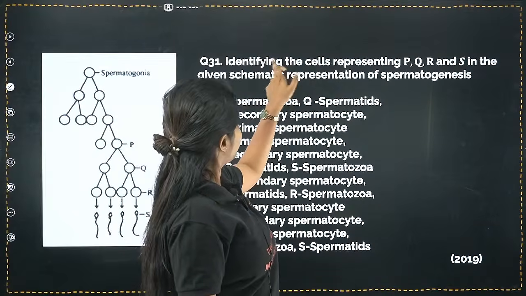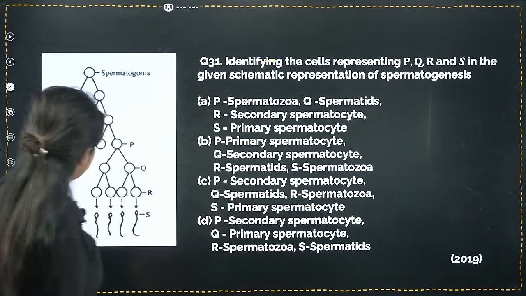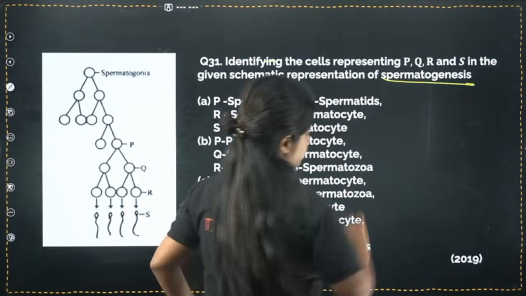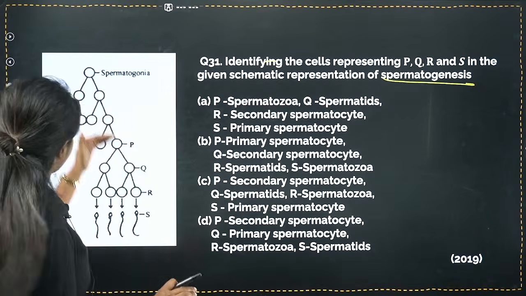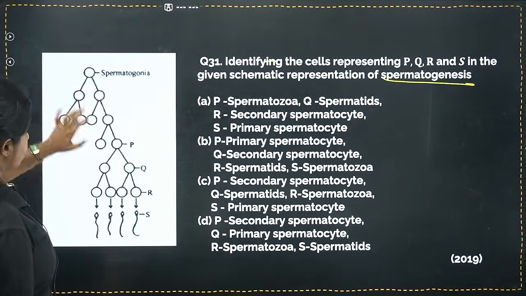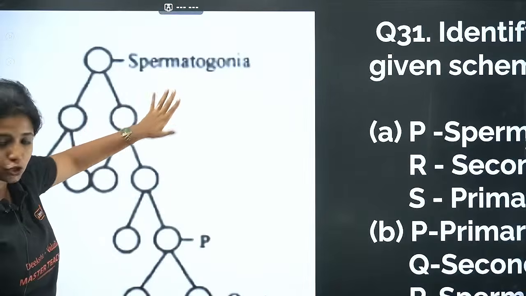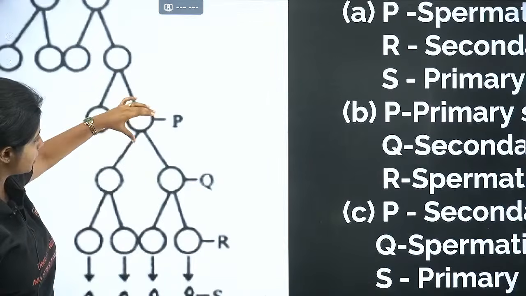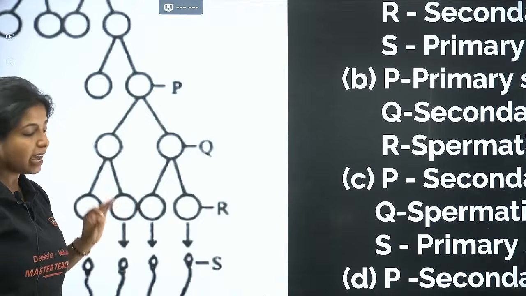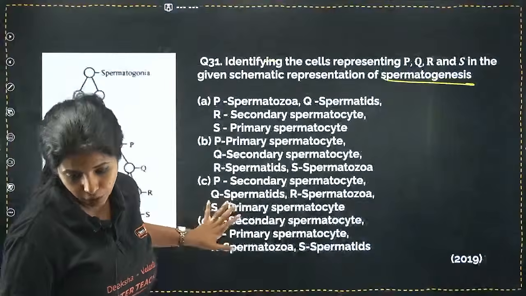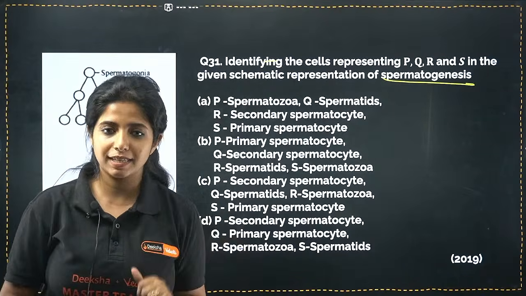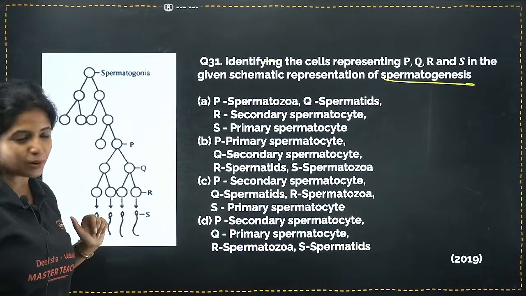Identify the cells representing P, Q, R, S in the given schematic representation of spermatogenesis. In spermatogenesis, you have to identify what these things are. Clear? Okay. So what is P, Q, R, S over here? Listen, we started with spermatogonia in the picture. And then we are showing that something is dividing into 2 cells, then these 2 cells are dividing into 4 cells, and things like that. I'll tell you the best way to solve these types of questions. It's a very important trick. Start from the back side. Start from here, it will be very easy for you to identify it.